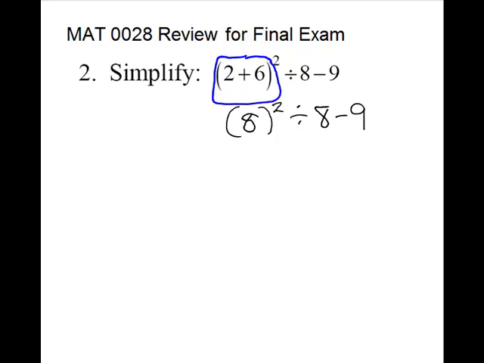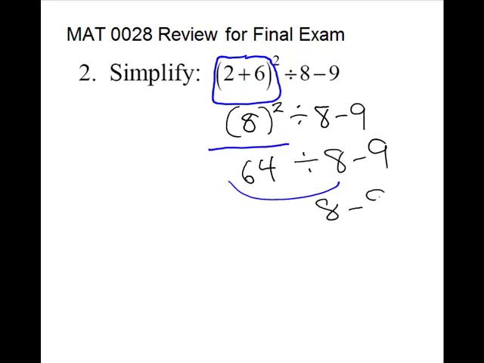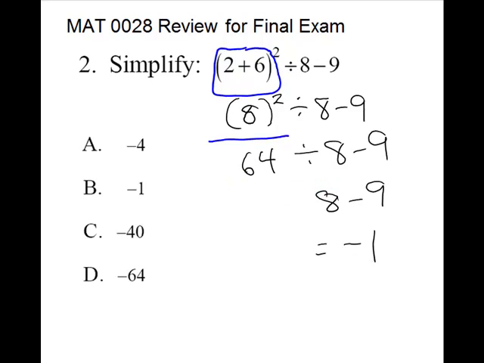Level 2 is work out any exponents. So we do have an exponent. 8 squared means 8 times 8 is 64. We'll bring everything else down. Third level, multiplication or division, left to right. So we do have a division. 64 divided by 8 is 8. Minus 9, or 8 and a negative 9, will give us a negative 1. So our choice is B.